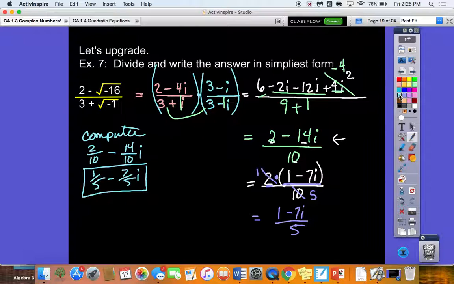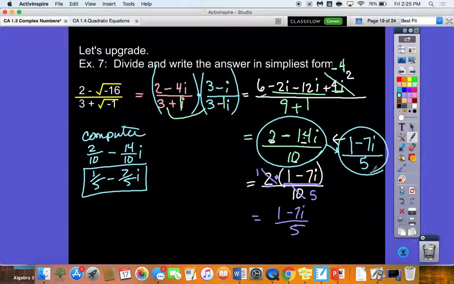Now, most of us don't ever do that. You're just going to look at this thing right here, and you're going to say, okay, I got 2, 14, and 10. The biggest number that goes into all 3 is 2. So let me divide all 3 of them by 2. 2 divided by 2 is 1, 14 divided by 2 is 7, and 10 divided by 2 is 5. And we just stop right there with the answer.